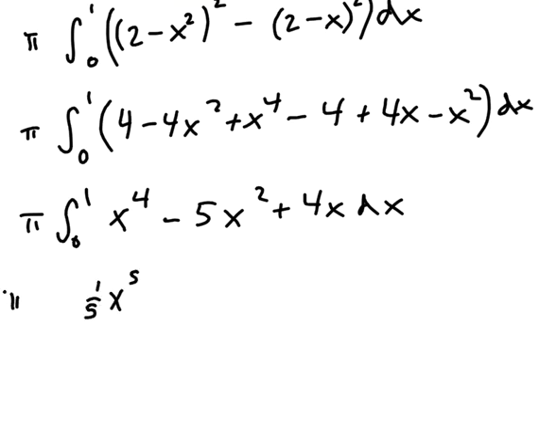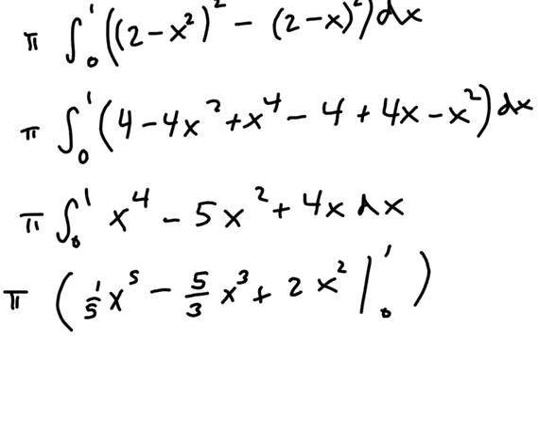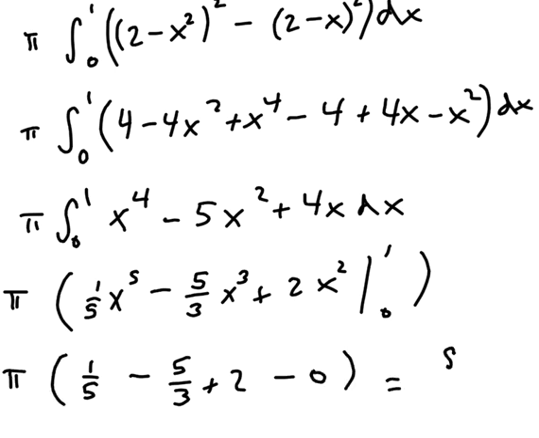Sometimes on the AP exam, it'll say set up but do not evaluate, because depending on the actual equations, these can get messy. Luckily, we're only evaluating at 1 and 0, so it's not too terrible. Which ends up as 8 pi over 15. And that concludes today's lesson.